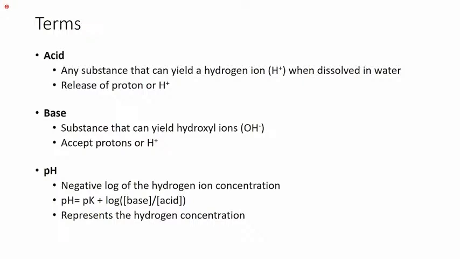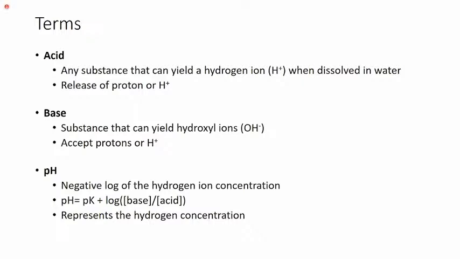So we start off with the definitions. This is basically from your high school chemistry. An acid is any substance that can yield a hydrogen ion when dissolved in water. So basically it leads to release of a proton or a hydrogen ion. A base, on the other hand, is a substance that can yield hydroxyl ions. So basically it's able to accept protons or hydrogen ions.